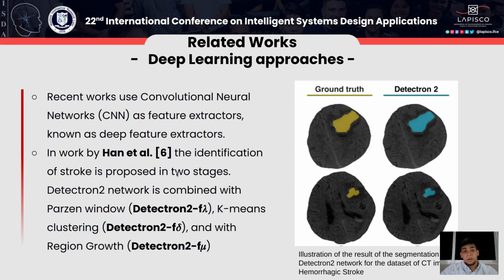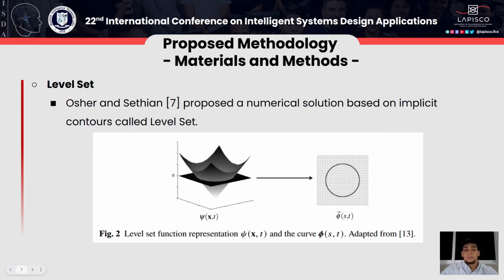On the other hand, recent works use convolutional neural networks as feature extractors, known as deep feature extractors. In this sense, it uses the output of neurons from the last convolutional layers as a single feature vector. So about methods and materials, we have level set.